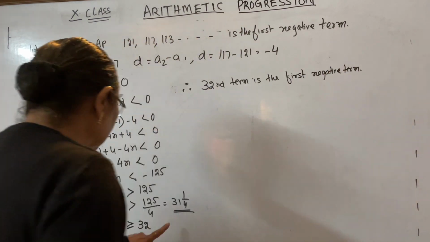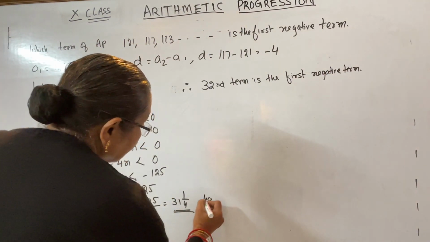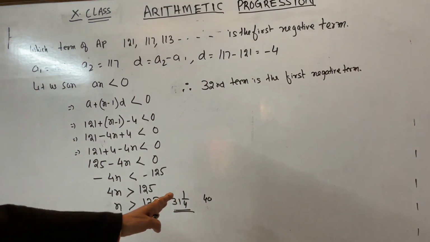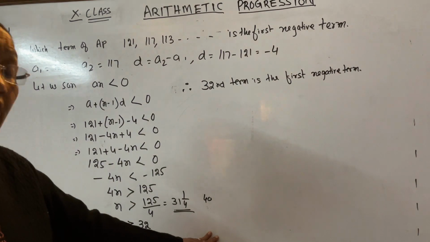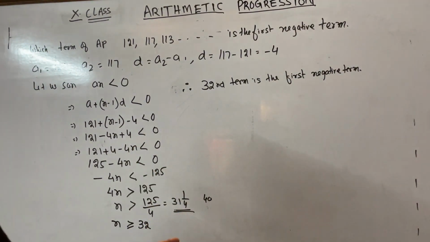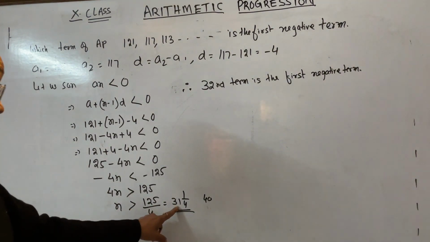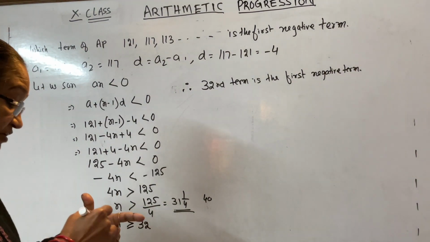समझ में आया? यहाँ क्या जब भी ऐसा अगर यहाँ whole number सोचो, whole number 40 is come, then up to 40 is, that is what? 0. The next one will become what? 41st will become the first negative term. So here 31 has come, so next one will become what? That is the first negative term.